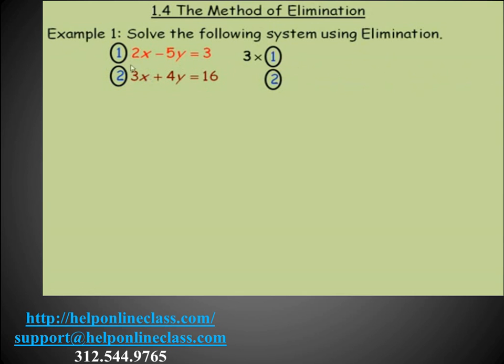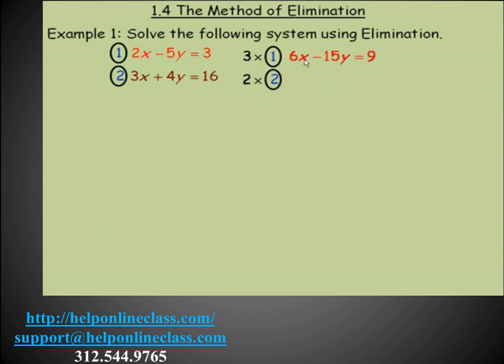The second equation, in order to make this a 6x, remember again 6 is the least common multiple of 2 and 3, I would need to multiply this by 2. So I'll multiply the second equation by 2. Now, this means to multiply the whole first equation by 3, not just the 2x. So the 2x, the negative 5y, and the 3 all get multiplied by 3.